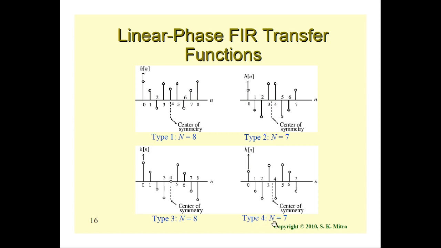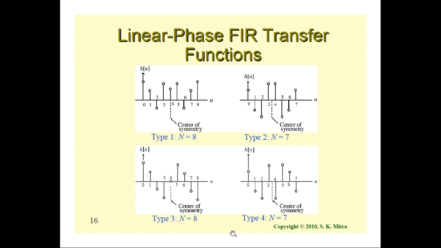Similarly, in type 4, we have odd order and even length. Again, we can only imagine the center of symmetry being at 3.5, which is definitely not a true value because this is not a physical value on a discrete axis, but just for our imagination. And around this, we notice that the impulse response coefficients are exhibiting anti-symmetry. So 3 and 4, 2 and 5, 1 and 6, 0 and 7.